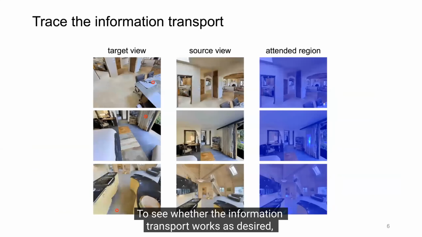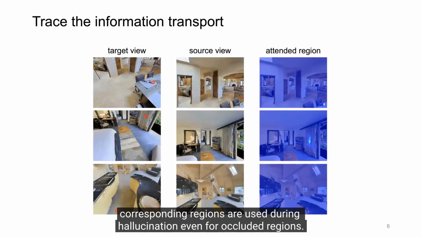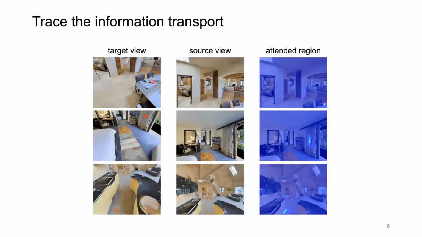To see whether the information transport works as desired, we can trace the attended region in the source view that is used for synthesizing the target view. These traces show clearly that information from semantically corresponding regions is used during hallucination, even for occluded regions.